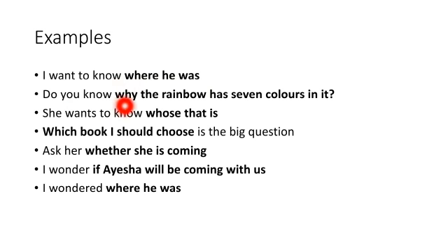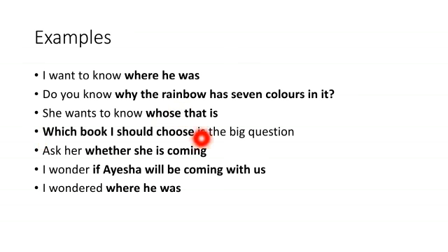Do you know why the rainbow has 7 colors in it? Do you know is an independent clause, and why the rainbow has 7 colors in it is a dependent clause, so it is joined with the conjunction why, and it contains the rainbow has 7 colors in it, also the subject and the predicate. She wants to know whose that was. You look here that whose is the conjunction.